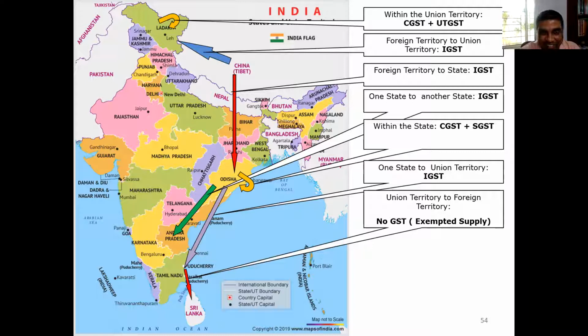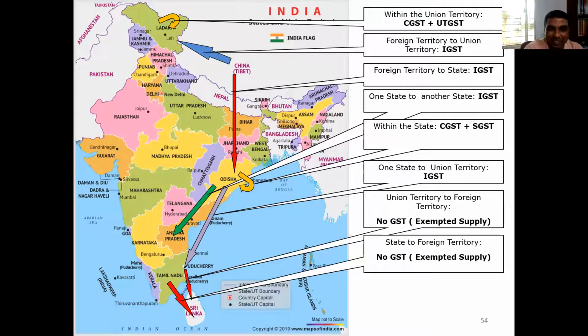Are you getting it? Yes, sir. There will be no GST. Okay, good. Now you see, Tamil Nadu to Sri Lanka. Same situation. This is also export. No GST. Good.